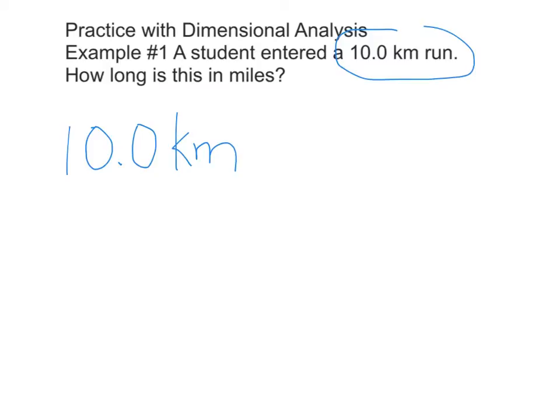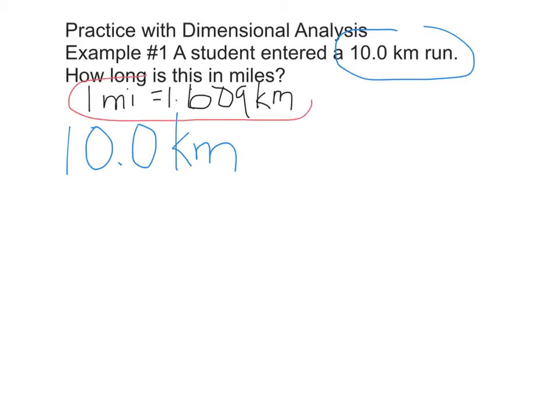On your PowerPoint, it also gave the conversion factor, which I apologize, I didn't give to you here. The conversion factor is that 1 mile is equal to 1.6. Whoa, what happened? All of a sudden, my pen started writing really thick. All right, so hopefully I've got that. That's 1.609 kilometers. So this is our conversion factor.